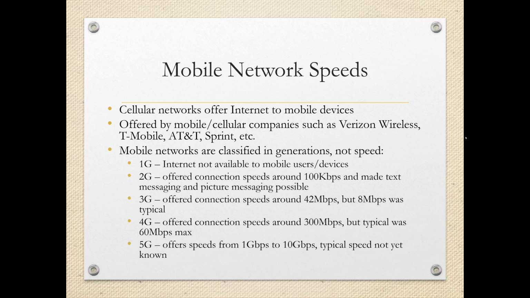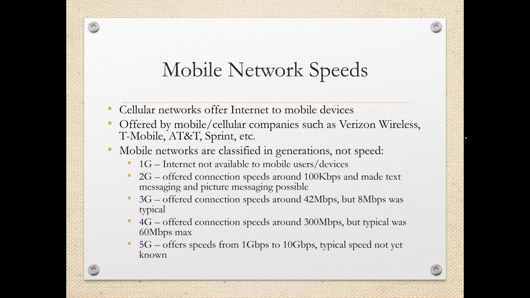4G is the widely used one right now. 5G is coming on the horizon, and it offers speeds from 1 gigabit per second to 10 gigabits per second. Again, the typical speed is not known yet because it's not in full swing and full implementation, but it will be soon. And again, each one gets faster and faster, but it's not directly related to speed. The G stands for generation, not gigabit or anything.